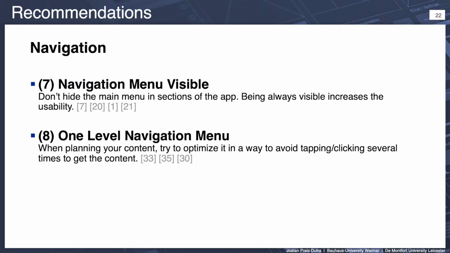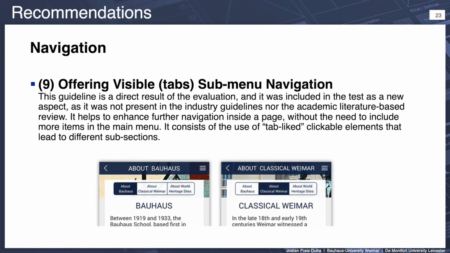Then it saves a lot of tabs. Which also brings to this one level navigation menu, meaning try to get your best information at the same level, connect to your main menu, and in case you need more options, then you can go for this sub-menu navigation. So you can see here in the screens, you have, for instance, about Weimar, about classical Weimar, about Bauhaus, about World Heritage Sites. So if I just tap there, that's a sub-menu navigation. I can easily change to other screens without having the need to go back to the previous page and then go back again. So that's a very good alternative that you can do.